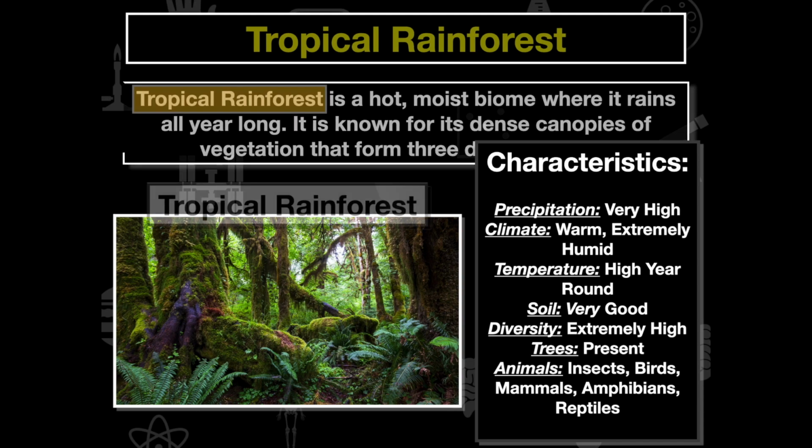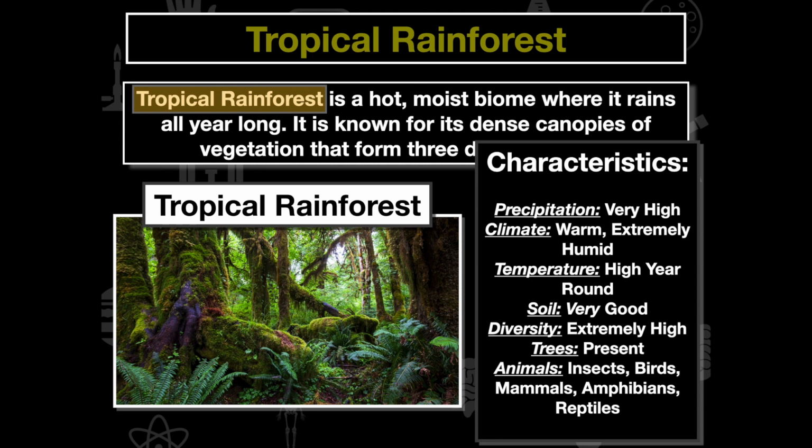Our next biome that we're going to look at is the tropical rainforest. This is a hot, moist biome where it rains all year long. We're going to see a very high amount of precipitation, and as we move closer to the equator, we're going to see warm and extremely humid conditions, mostly year-round. Temperature is also going to be high, and the soil content is going to be very good. In the tropical rainforest, we're going to see extremely high diversity. This is one of the most diverse, if not the most diverse, terrestrial ecosystems we see on the planet. Trees are present, and we're going to see insects, birds, mammals, amphibians, reptiles, etc.